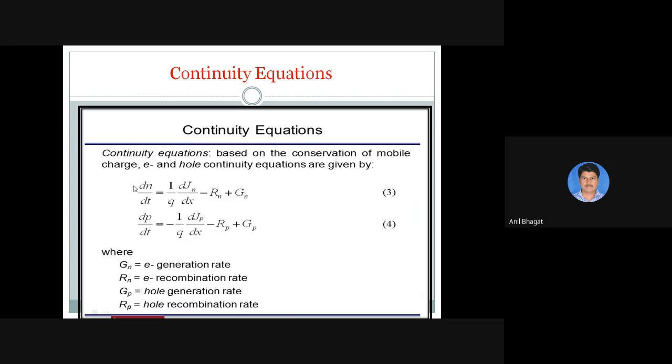The continuity equation for holes is given by dp by dt, exactly opposite: minus 1 upon q times d Jp by dx, minus Rp plus Gp. So only this formula is required to calculate in the continuity equation how much the electrons change with respect to time. So this is about today's session.